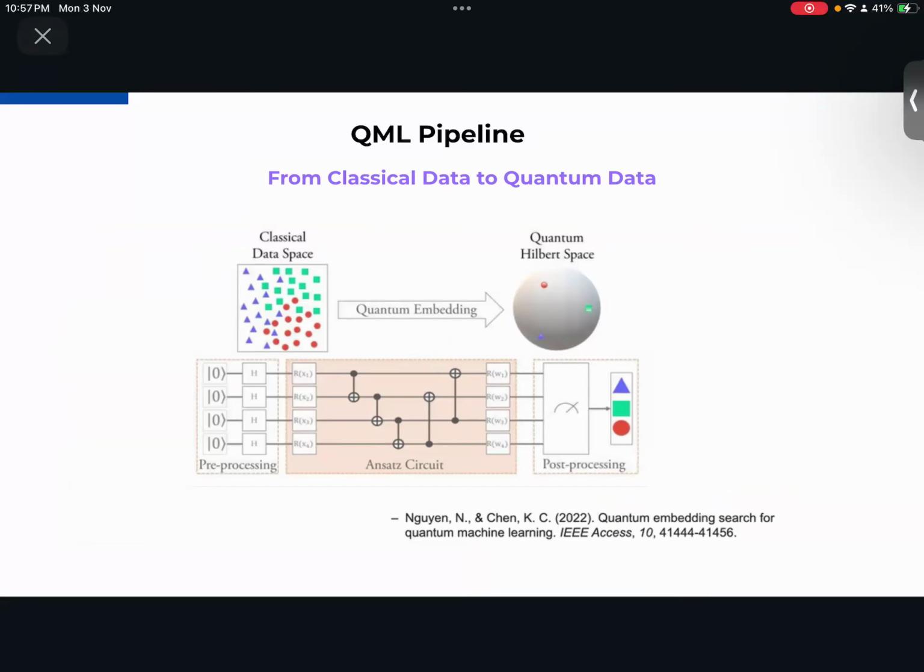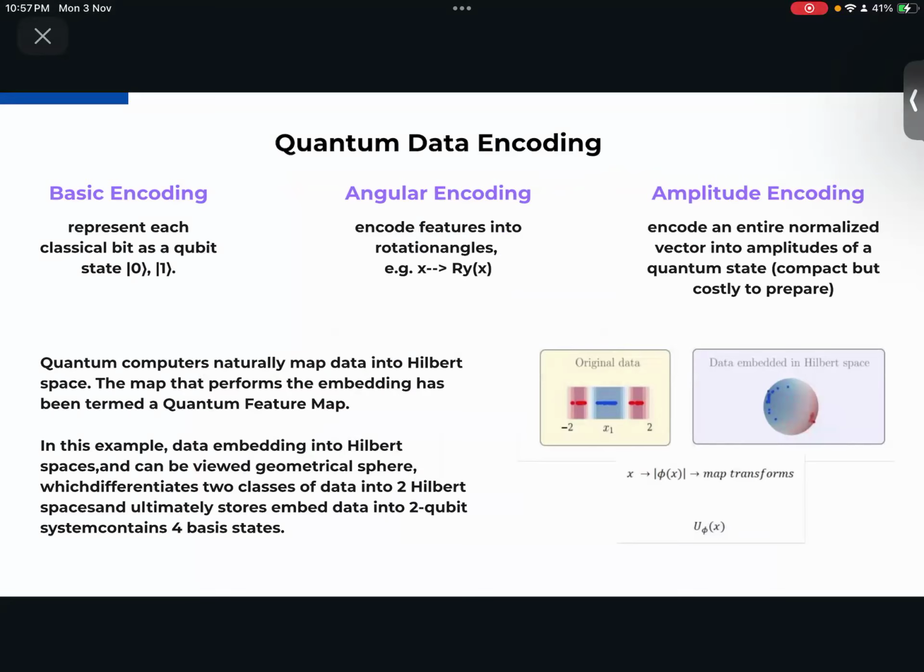So, just briefly, because of the time, let's go through the QML pipeline. How can we go from classical data to quantum data? This is the very basic approach of encoding your classical data into a quantum Hilbert space, where you can efficiently map the data into that space, and then retrieve the exact information that you need. So you need to do some pre-processing to your data, and there are several ways to encode the data. These are the three famous ones, but there are other data encoding approaches.